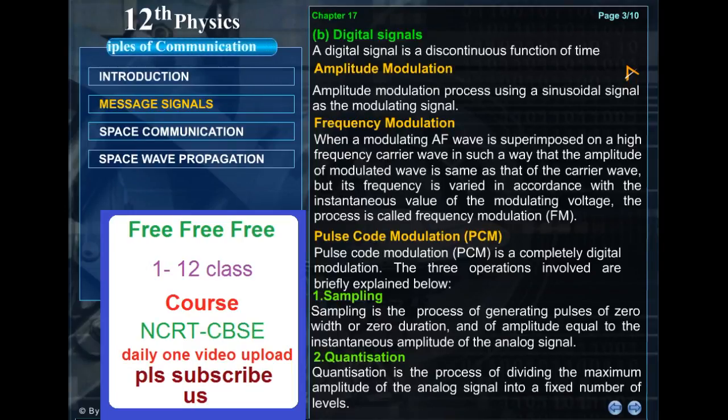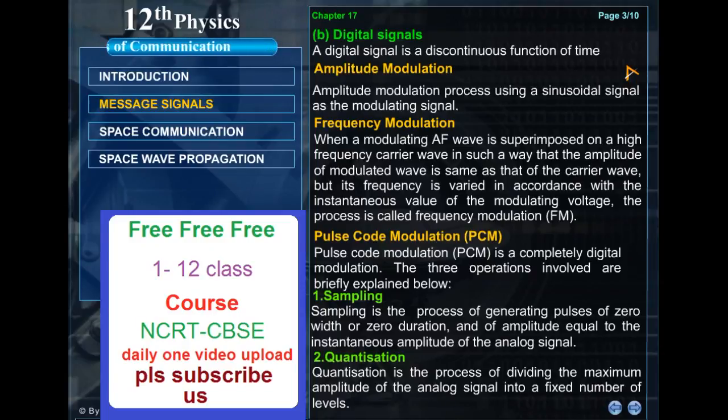Pulse code modulation, PCM. Pulse code modulation is a completely digital modulation. The three operations involved are briefly explained now. Sampling. Sampling is the process of generating pulses of zero width or zero duration and of amplitude equal to the instantaneous amplitude of the analog signal.